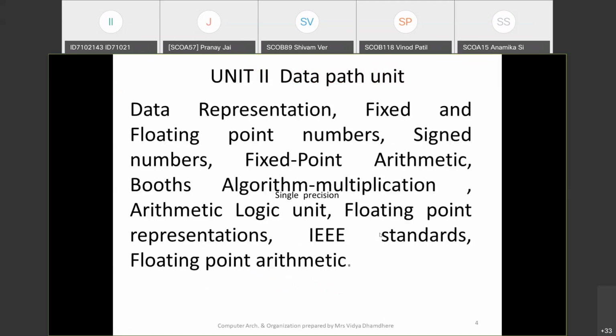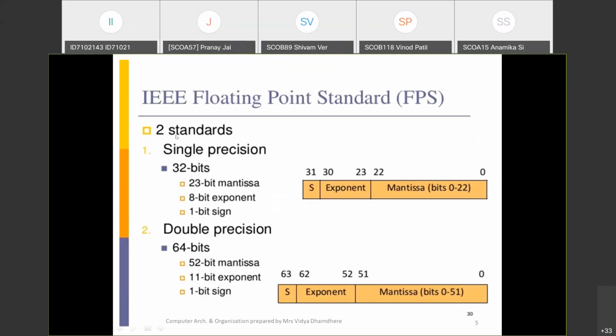Now in the second unit, the last topic is remaining. That is the IEEE standard, second type, the double precision format. In the previous lecture we have seen the single precision format. Now in this lecture, we are going to see the double precision format. In double precision, there are 64 bits, starting from bit 0 to bit 63. Total 64 bits.